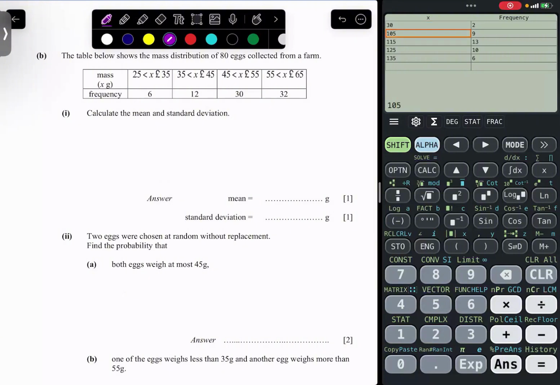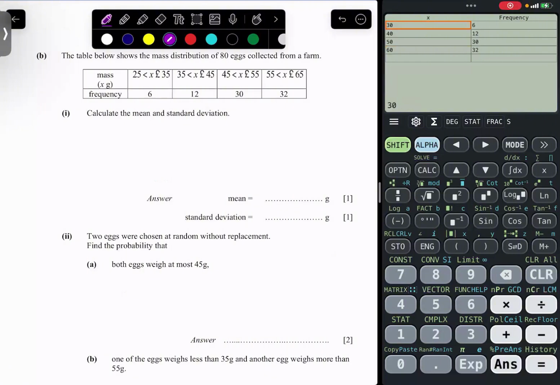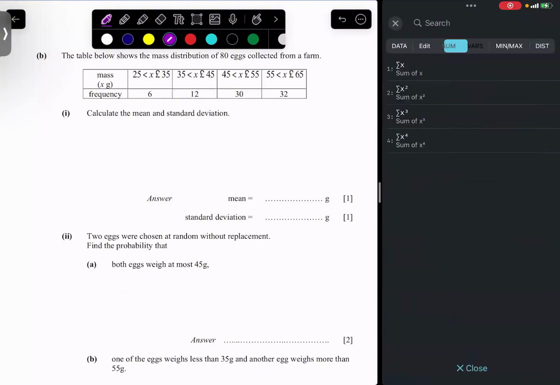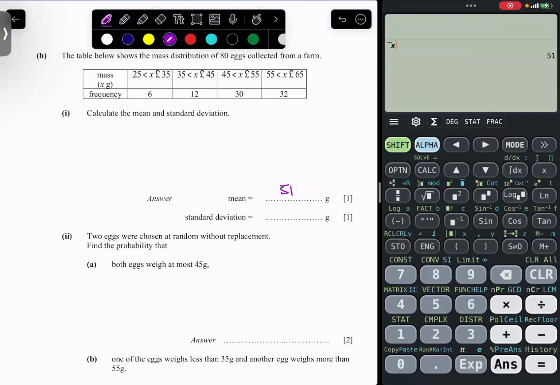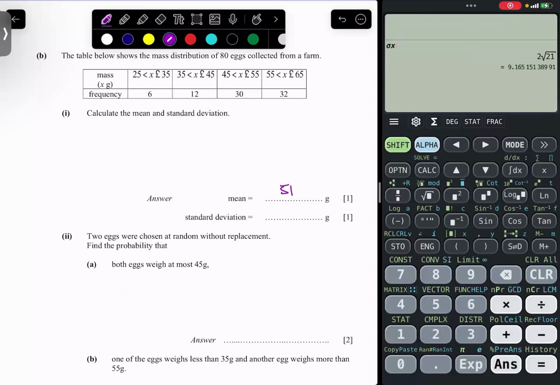And then we have 40, 50, 60. Okay, then let's get down. There we go. Then frequency is 6, 12, 30, 32. X bar equals 51. Sigma is 9.165.